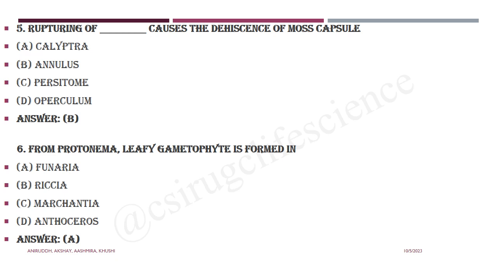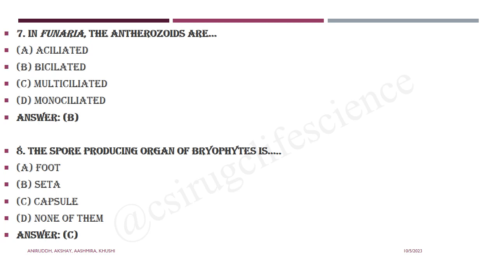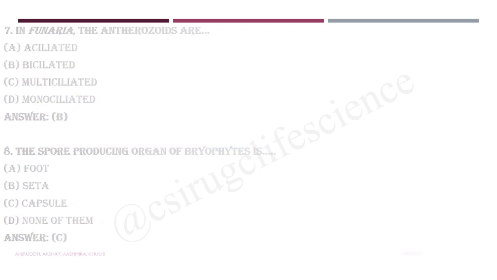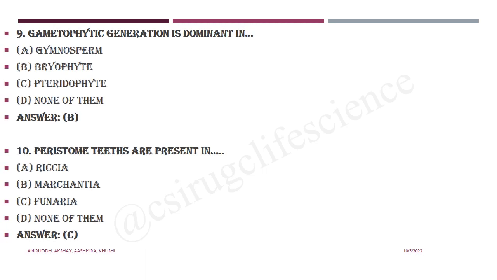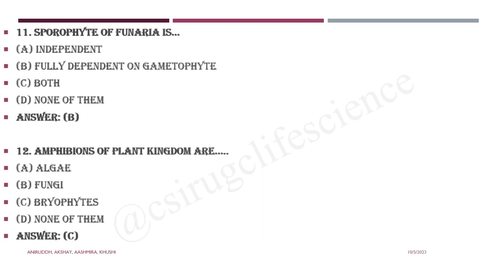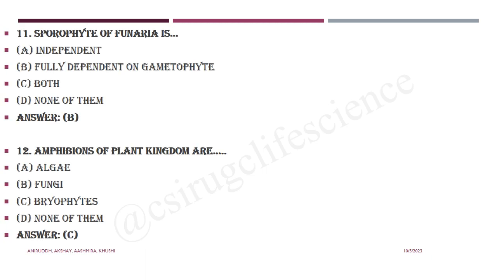From protonema, leafy gametophyte is formed in Funaria. The antherozoids are. The spore producing organ of bryophyte is. Very good. Gametophytic generation is dominant in. Peristome teeth are present in. Please give the answer by yourself. Don't see the answers. Sporophyte of Funaria is. Amphibians of plant kingdom.